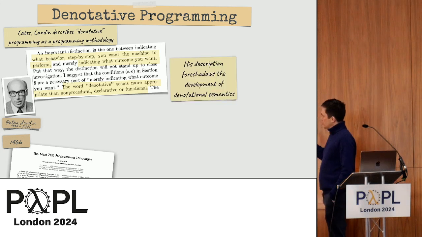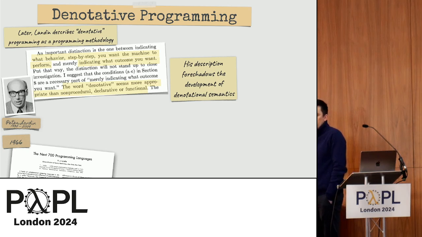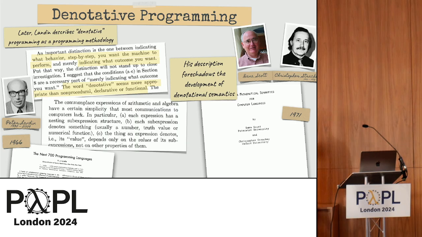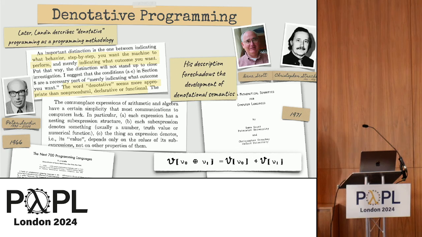And so his description of what denotative means really foreshadows the development of what we would consider formal denotational semantics now. So those semantics came up a little bit later in 71 by Scott and Strachey. And the description of Peter Landin looks something like this. He says that, this is the first sort of denotational semantic given in the paper by Scott and Strachey.